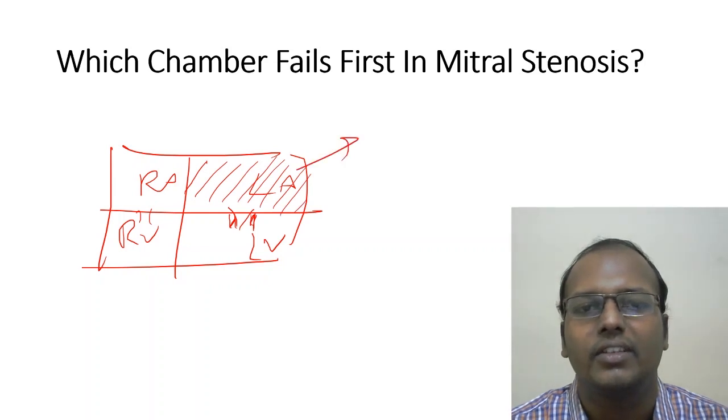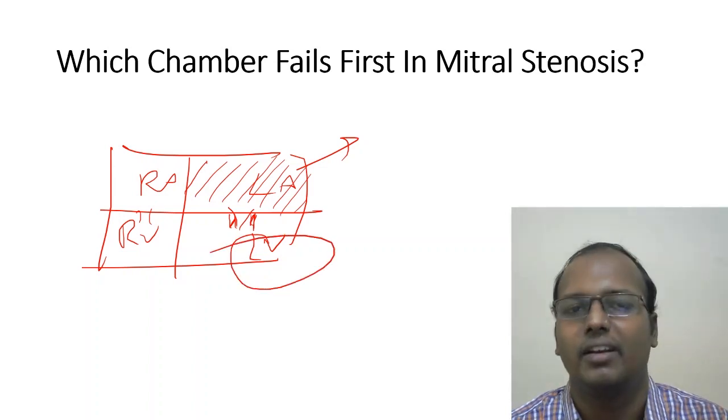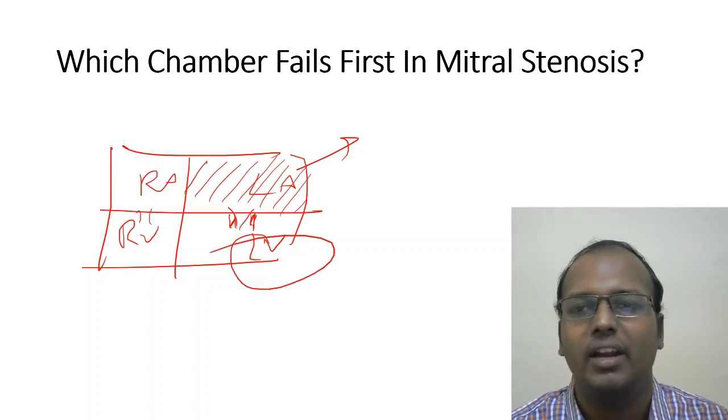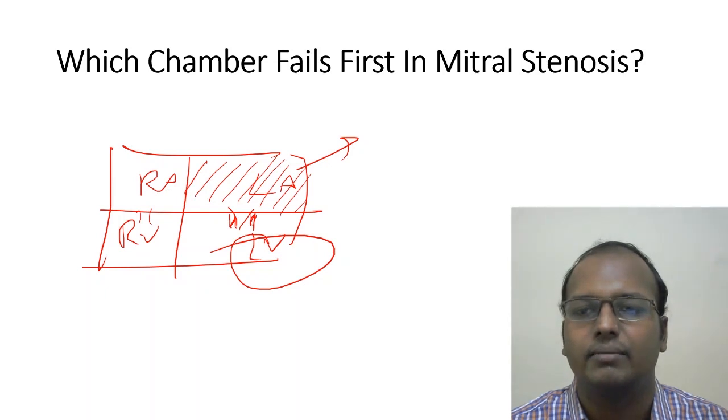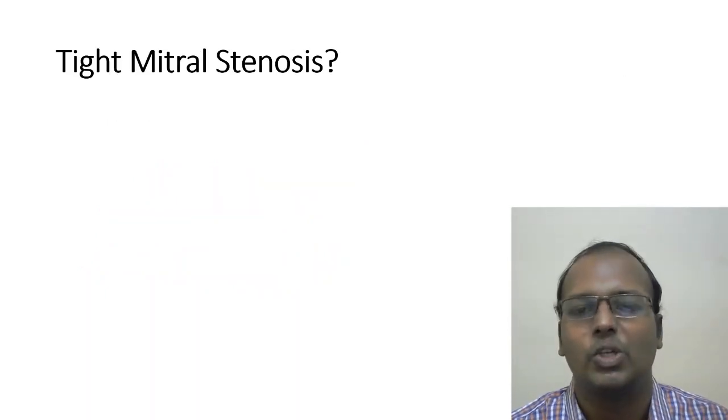Okay, so this is the first chamber to fail in a patient with mitral stenosis. And the last chamber to fail is your left ventricle. The first chamber to fail is your left atrium. Right. What is tight mitral stenosis?